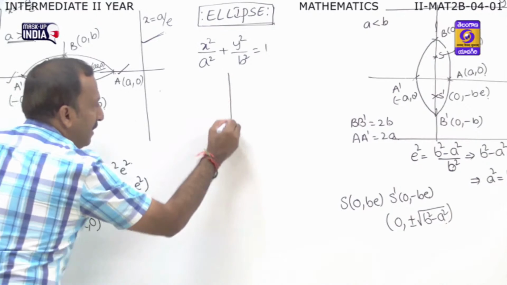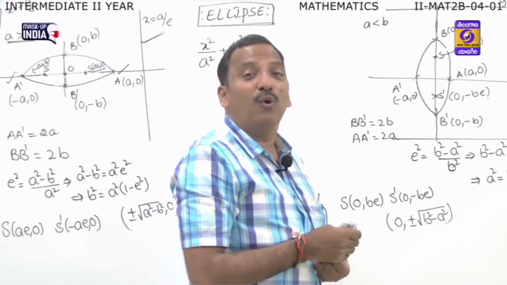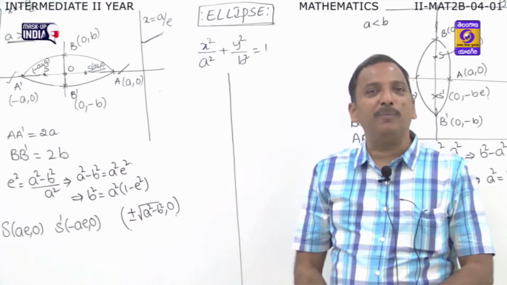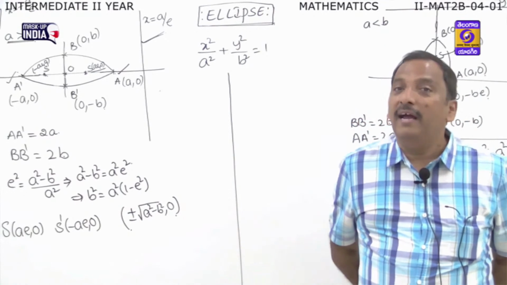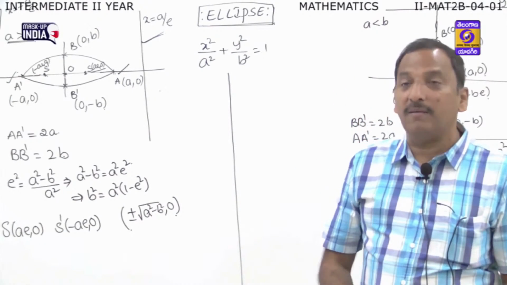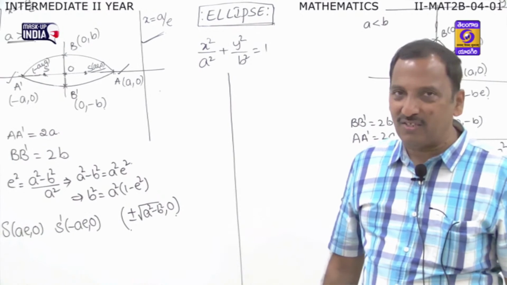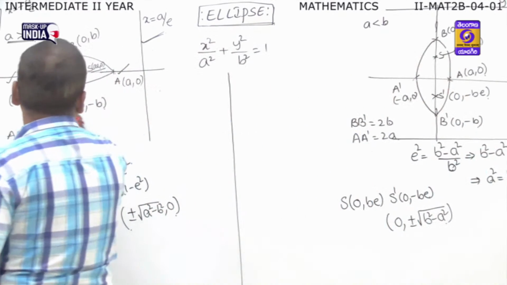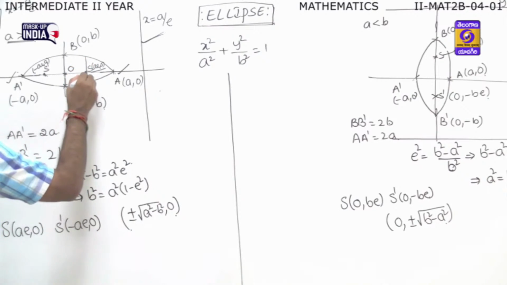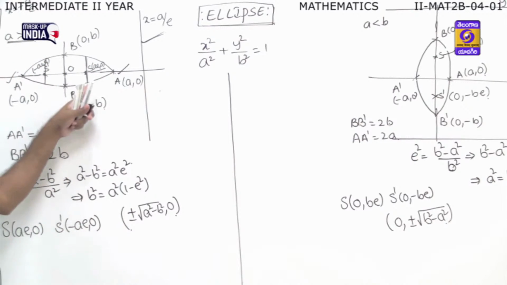See, we know that the chord passing through the focus is called focal chord. The chord which is passing through the focus is called focal chord. And we know that if the focal chord is perpendicular to the axis of the ellipse, then it is called latus rectum. Since there are two foci, this one is the first latus rectum. This one is the second latus rectum. Okay, how many latus rectums are there?